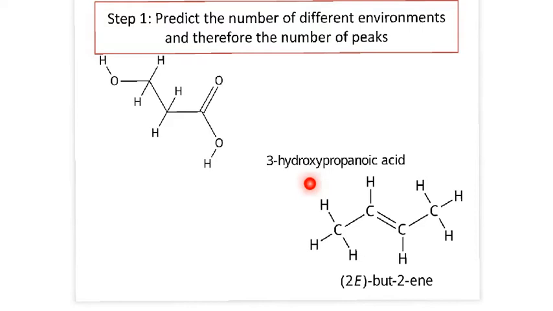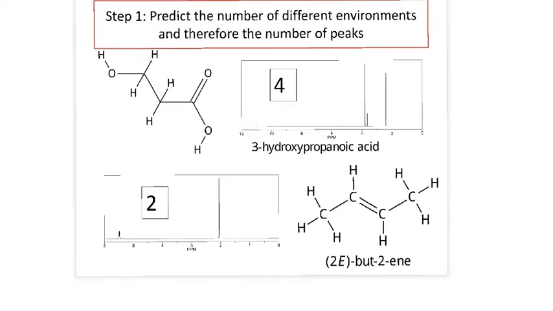Now butene is like our previous example. We looked at it on the carbon NMR video, and here we've got 1, 2, 3, 4 hydrogens. However, just like last time, there's a plane of symmetry here, which means that these 2 inner hydrogens are actually in the same environment, and therefore you only get 1 peak. And these 2 outer hydrogens are also in the same environment, and therefore you only get 1 peak for them. So you get 2 peaks in total.